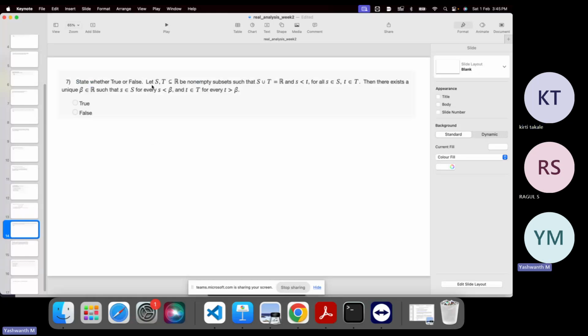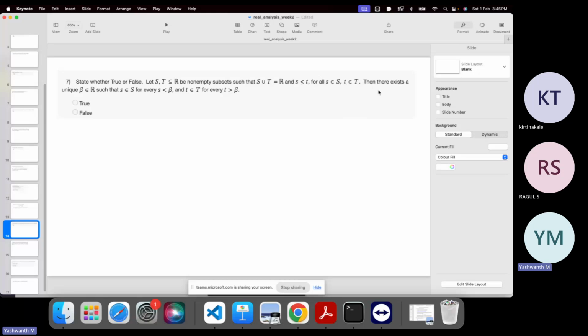Now again state if this is true or false. S and T are two non-empty subsets of real numbers such that S union T is R and s is less than t for all s belongs to S and t belongs to T. That means the set S is upper bounded by every element of T. This is what this statement means specifically.